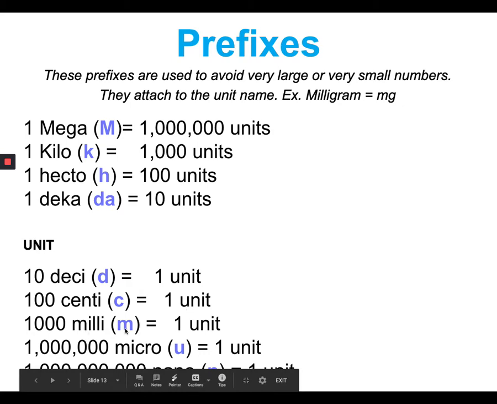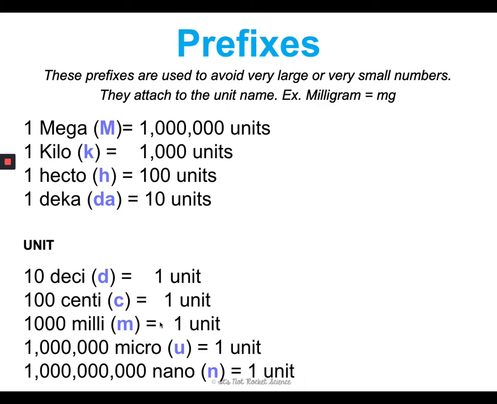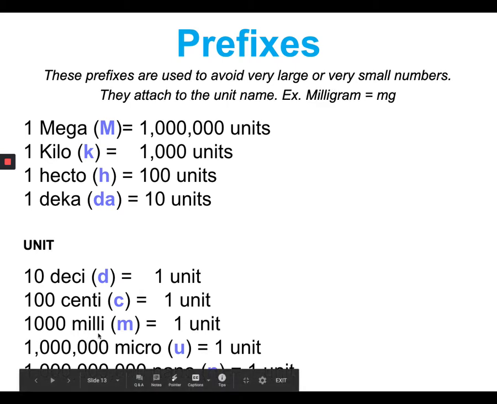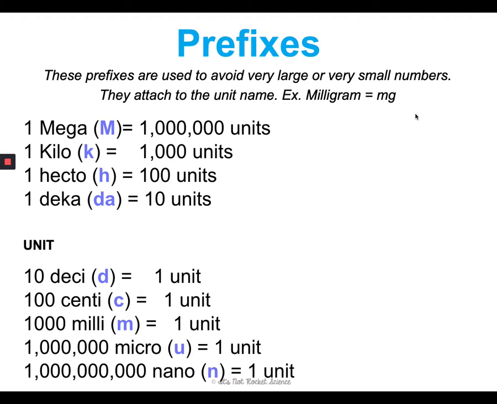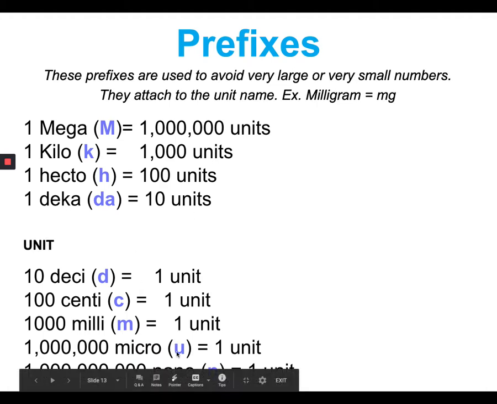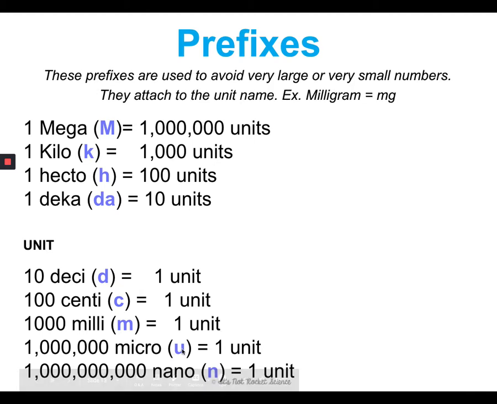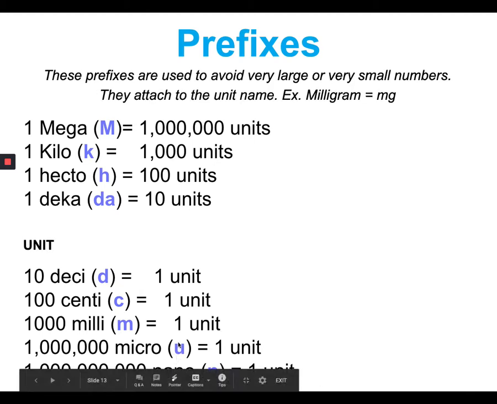Milli is a small m. There's 1,000 milli units in 1 unit. So for instance, there's 1,000 milliliters in 1 liter. Then you start getting to micro and nano. Micro looks like a U. It's actually the Greek letter mu.